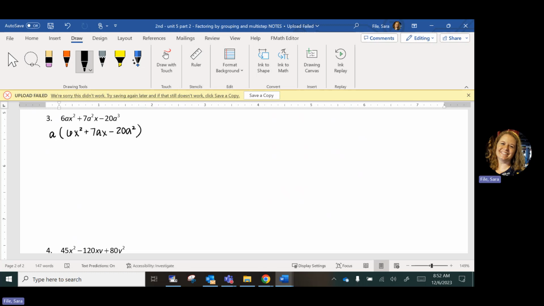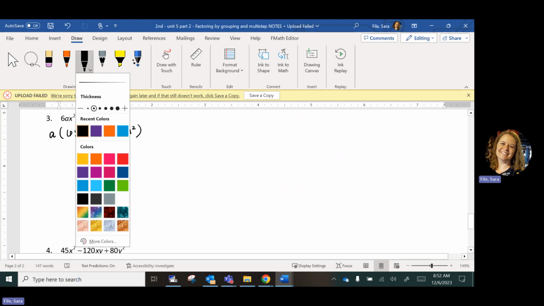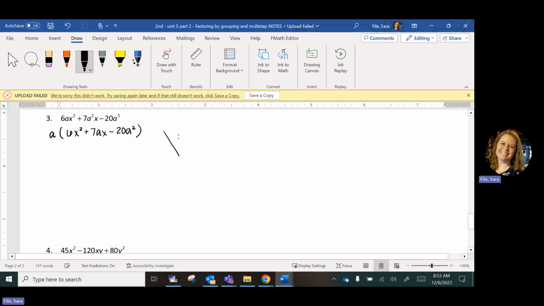Does anybody have a preference on one of those three methods? Six and 20 are not prime, so I probably won't do guess and check. So I will do our X. Okay, so our C, A times C. So what is 6 times negative 20? And it's technically negative 20a squared, so we can include the a's there if that helps you.